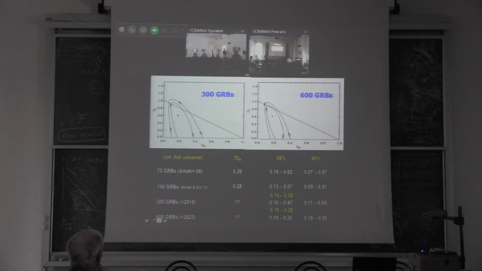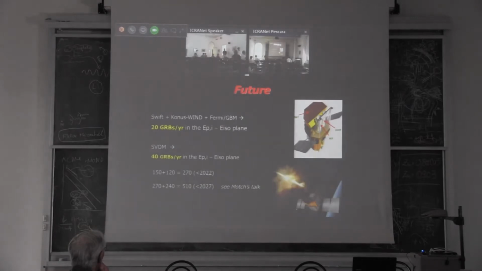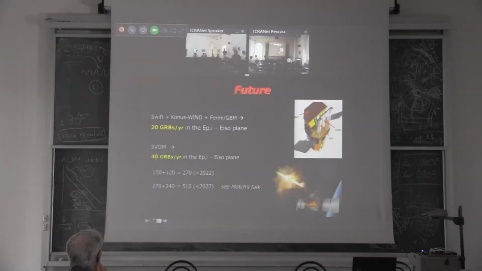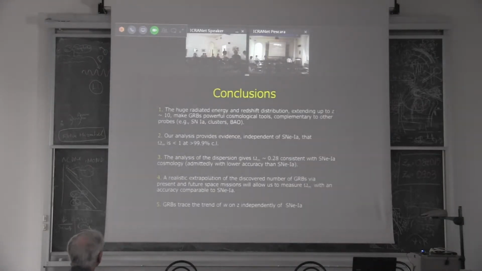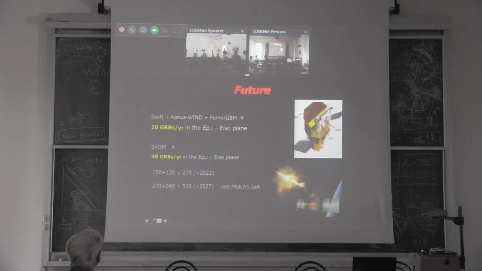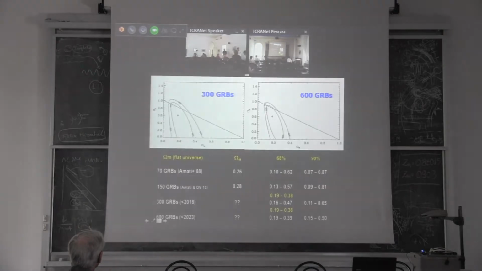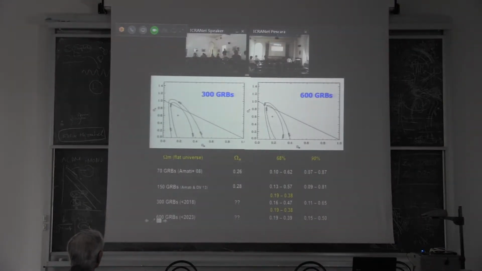But this is a realistic expectation. Well, with SVOM that will fly in 2022, I was told last week by some members of the SVOM team, I expect to find by 2027 500, not 600, but 500. And so I think we will be very close to the Type 1A supernova.